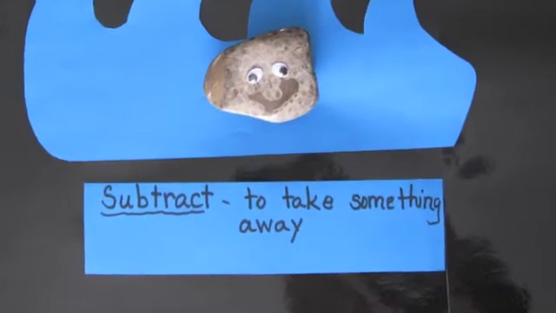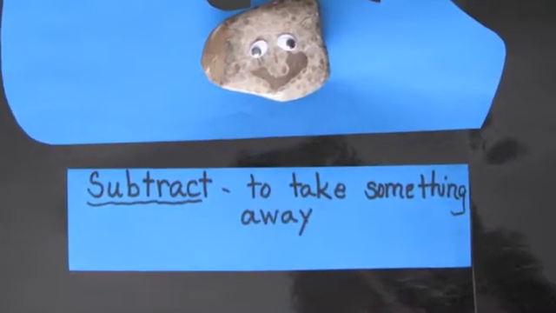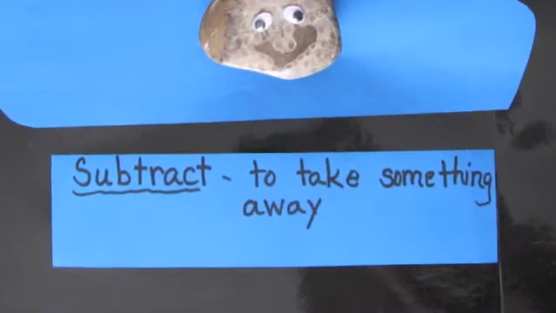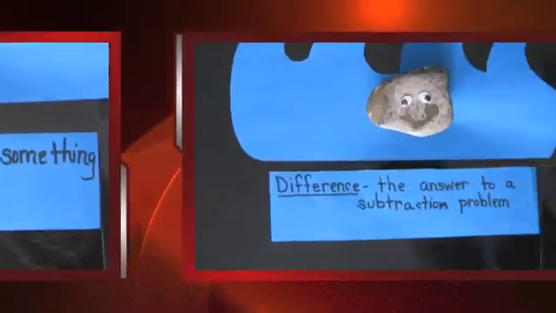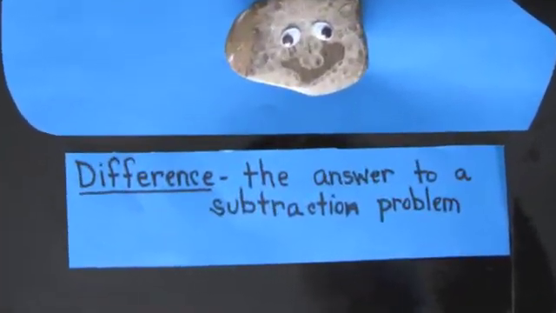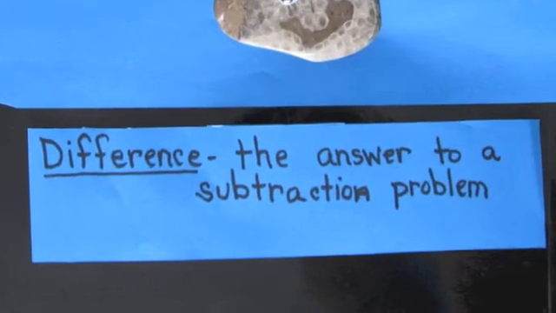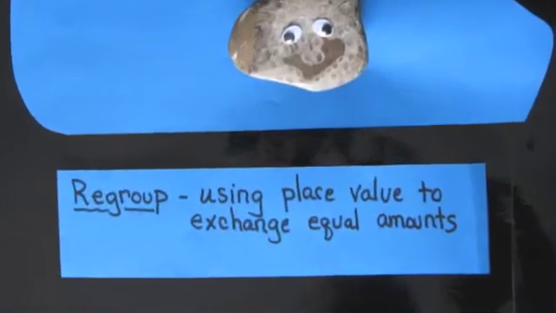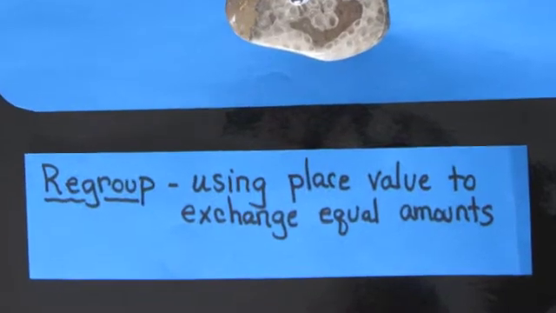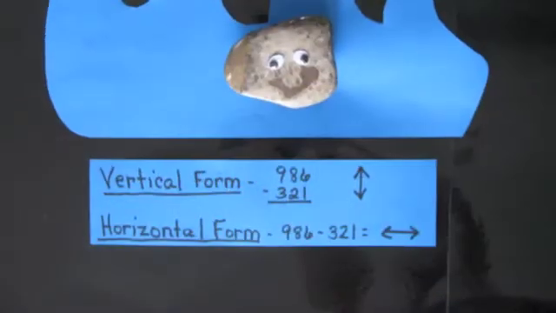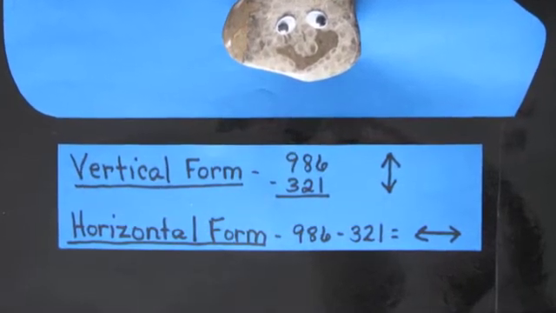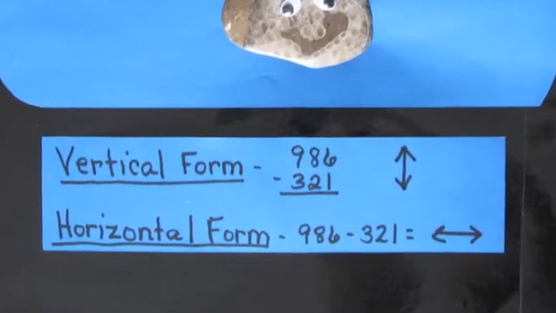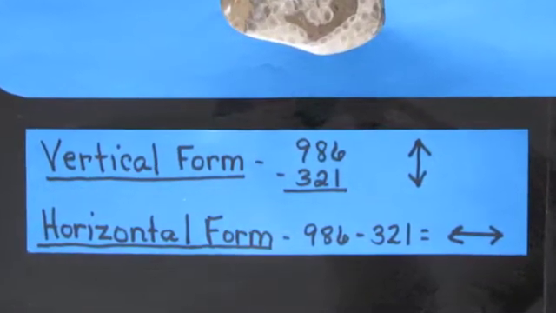First, let's talk about our vocabulary words. The first one is subtract. That means to take something away. Difference is the answer to a subtraction problem. Regroup means to use place value to exchange equal amounts. There are two ways to write a subtraction problem, the vertical form, up and down, and the horizontal form, side to side.